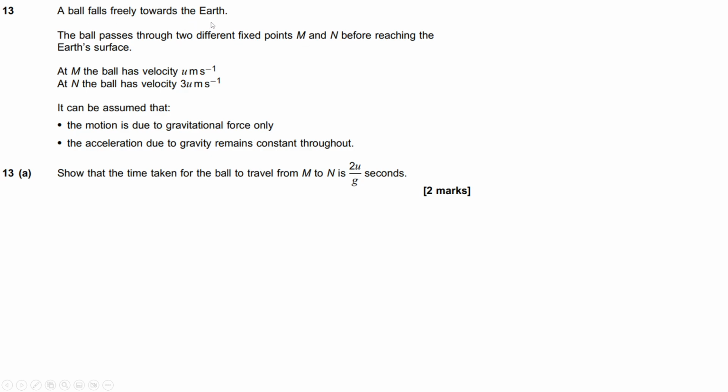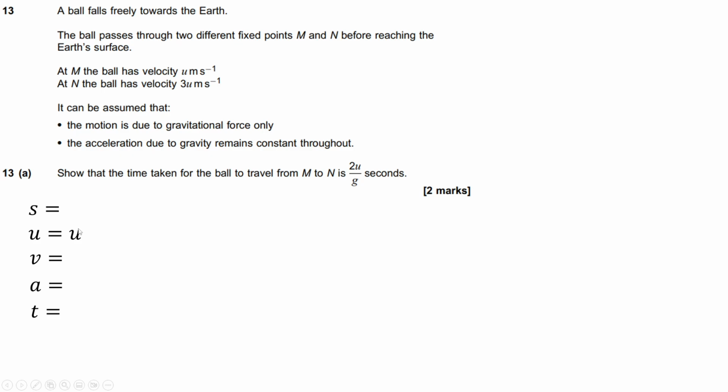Ball falls freely towards Earth. It goes through 2 points M and N. At M it has u meters per second velocity, and at N it has 3u meters per second velocity. The only force acting on it is the gravitational force, and the acceleration is constant, which tells us that we need to use suvat. We want to show that the time taken for the ball to travel from M to N is 2u over g seconds. The displacement we don't know. We'll just write down suvat down the side.